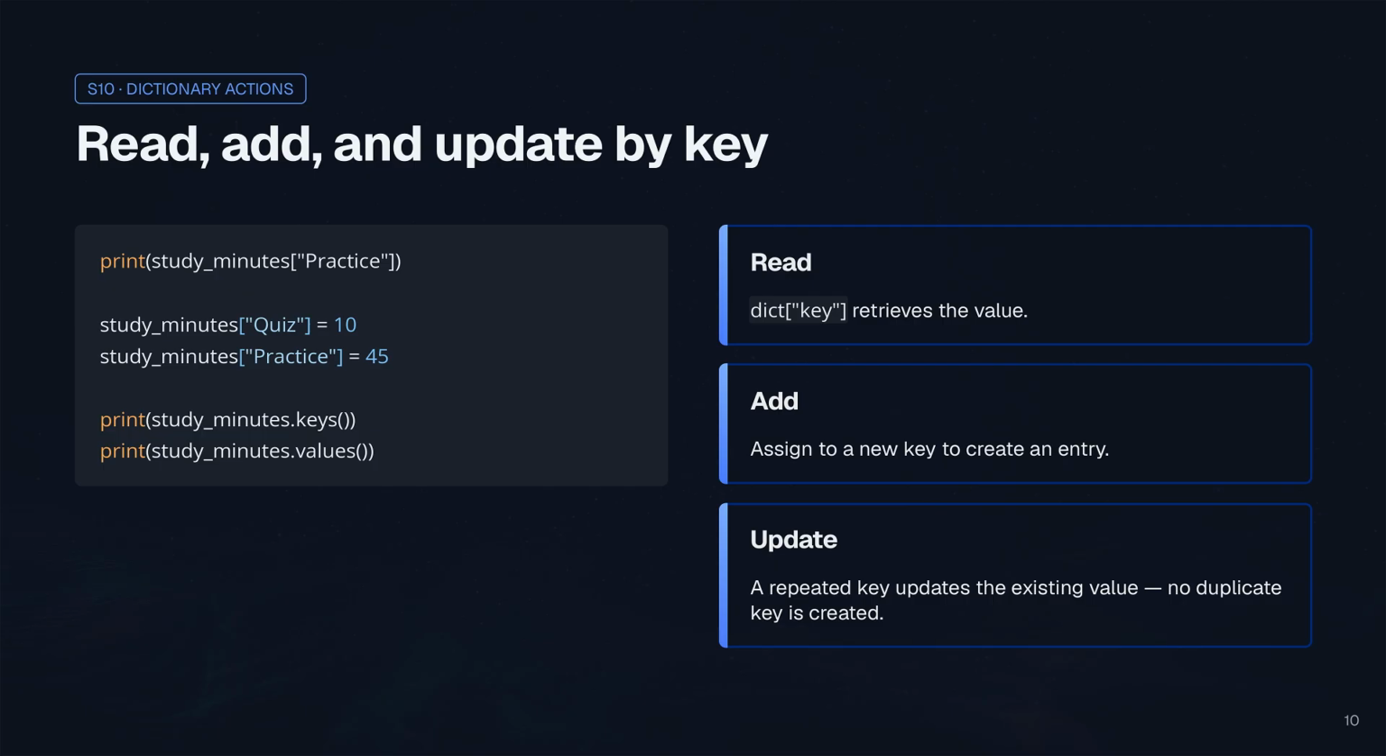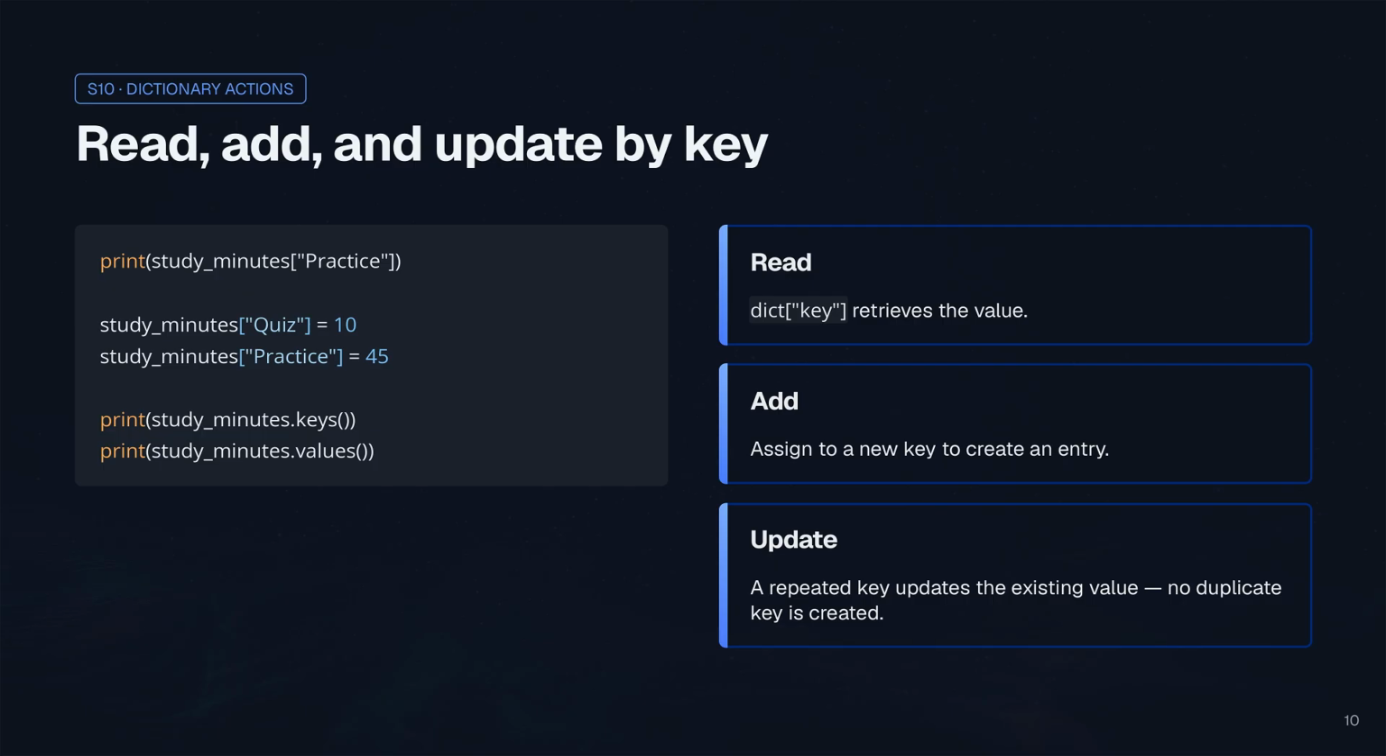Python checks whether the key already exists. If it does, the old value is replaced. Dictionaries can't keep two separate entries with the same key. The keys and values methods then let us inspect the two sides of a dictionary separately.